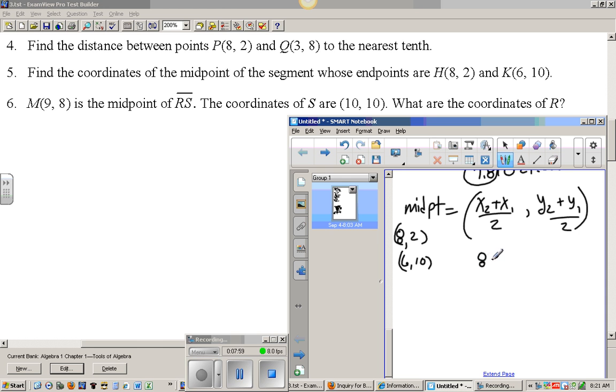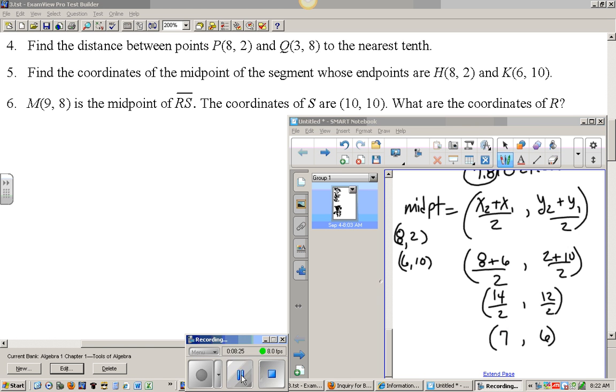So I'm going to add my x's, 8 plus 6 divided by 2. I'm going to add my y's. So I have 14 over 2, which is 7. Then I have 12 over 2, which gives me 6. So I have an ordered pair of 7, 6. That's my midpoint, 7, 6.